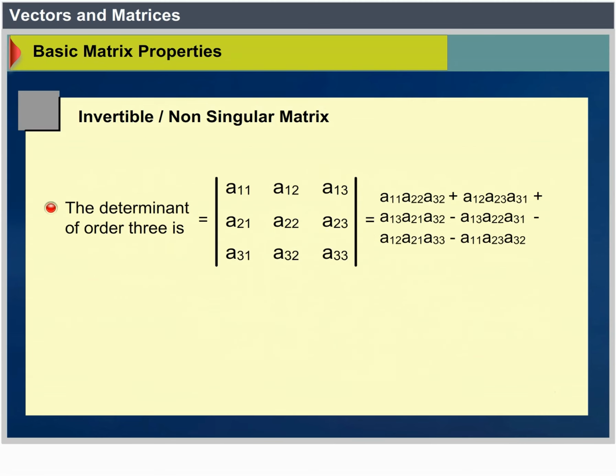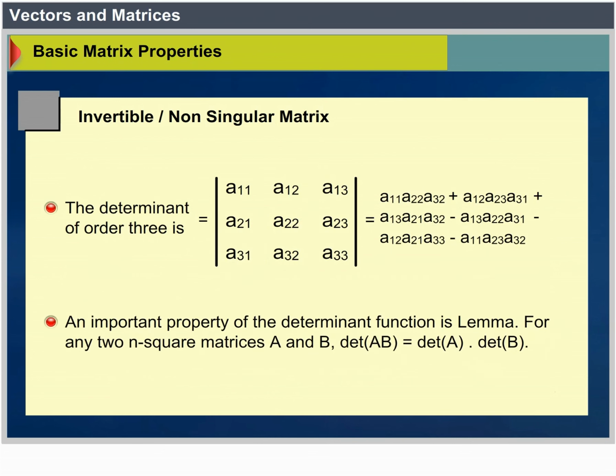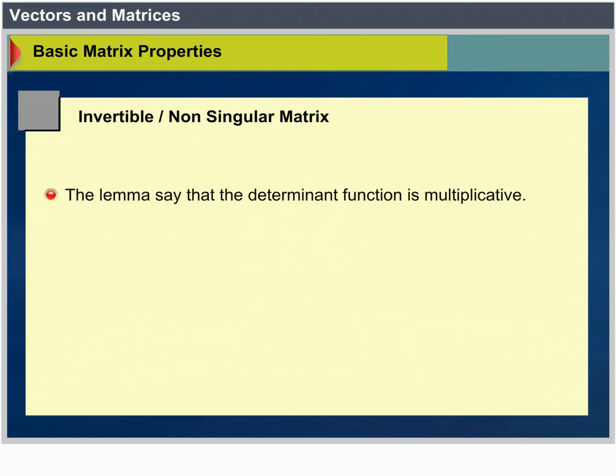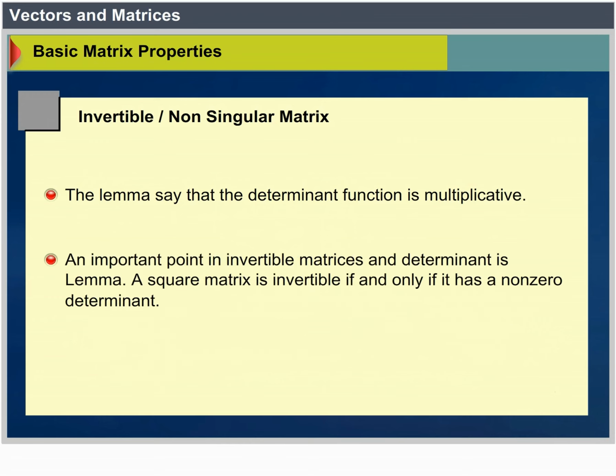An important property of the determinant function is the following lemma. For any two n-square matrices A and B, the determinant of AB is equal to the determinant of A times the determinant of B. The lemma says that the determinant function is multiplicative. An important point on invertible matrices and determinants: a square matrix is invertible if and only if it has a non-zero determinant.